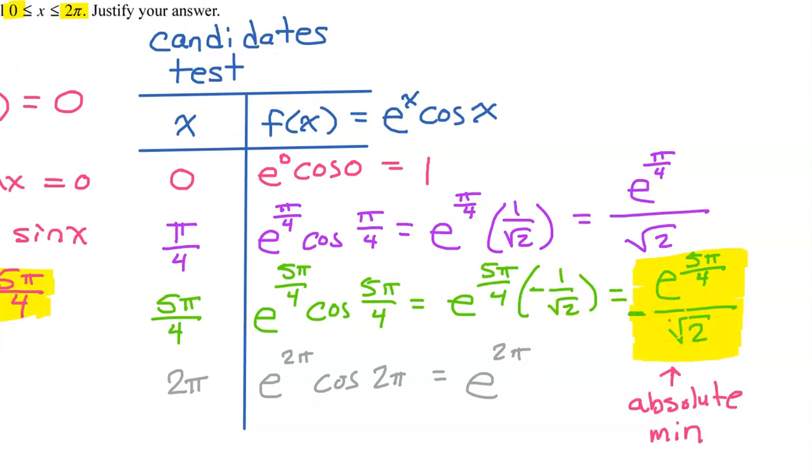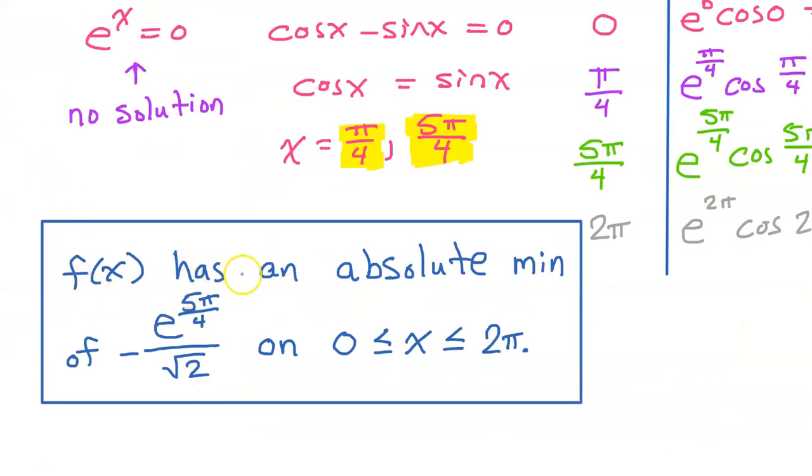Because this is the only negative value that was generated by our 4 candidates, negative e to the 5 pi over 4 power divided by radical 2 is the absolute minimum. And notice that it occurs at an x value of 5 pi over 4. Let's write this up as a summary statement. F of x has an absolute minimum of negative e to the 5 pi over 4 divided by radical 2 on the interval from 0 to 2 pi.